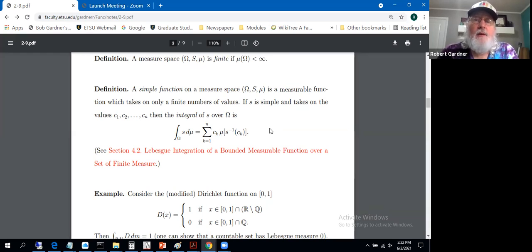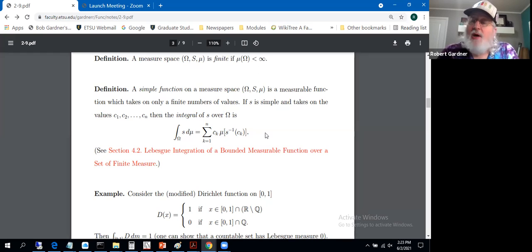And let's linger on this for a little while. We're defining the integral of simple function s over Omega, the integral over Omega of s with respect to measure mu, d mu, as a sum from k equals 1 to n of c sub k, that's a function value, times a measure. It's the measure of the set on which the function assumes this value, c sub k.